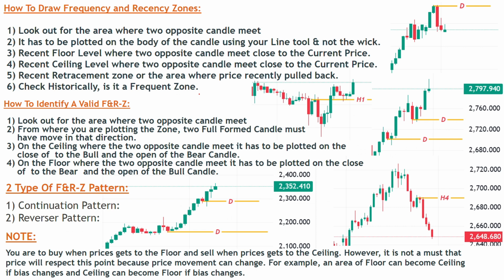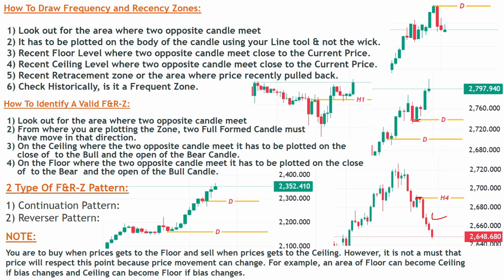How to draw frequency and recency zones. We'll take this to the chart and see how we plot it, following this step by step. Number one, look out for the area where two opposite candles meet, just as it is here. This is one of the areas. Look at it here, where two opposite candles meet. There is a bullish candle and a bearish candle. They are both opposite. Any area where you see these two opposite candles meet is called the frequency and recency zone.